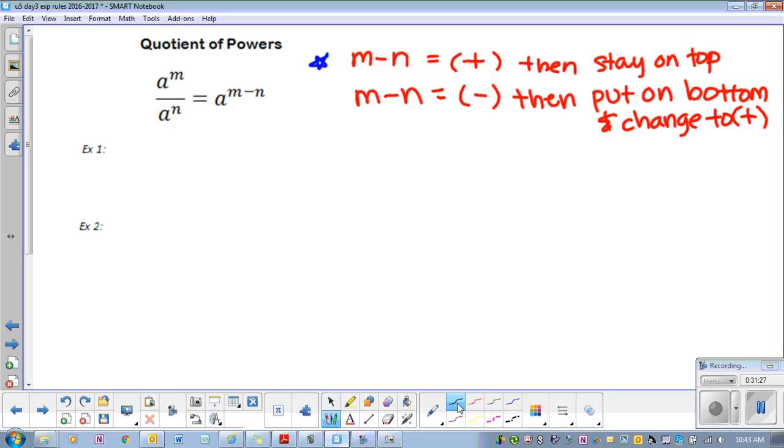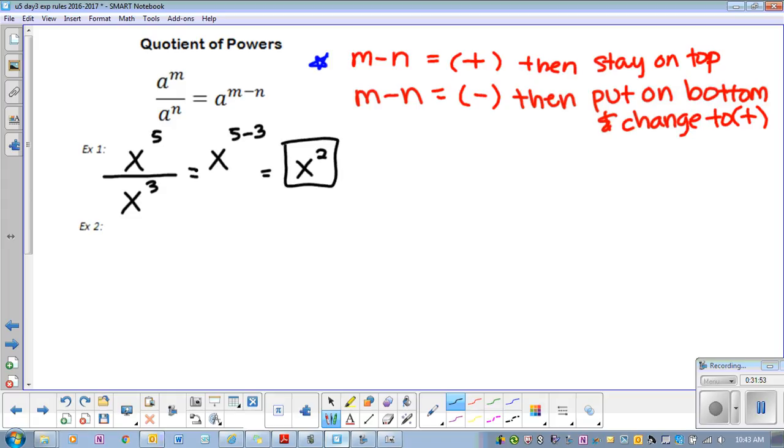So we could have x to the fifth over x cubed, right? You have to subtract from the top down. X to the 5 minus 3. What's 5 minus 3? Positive 2. So then that's just x squared. That is on the top, because x squared is x squared over 1.